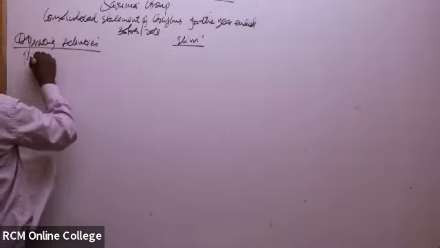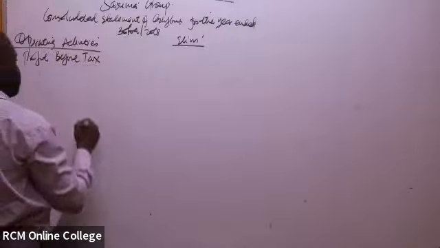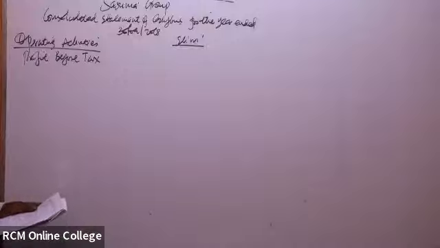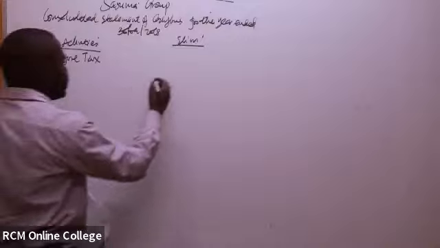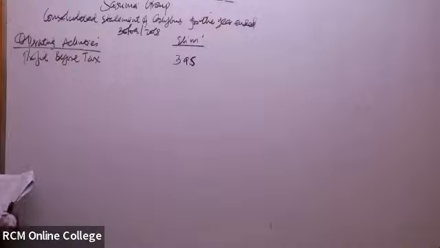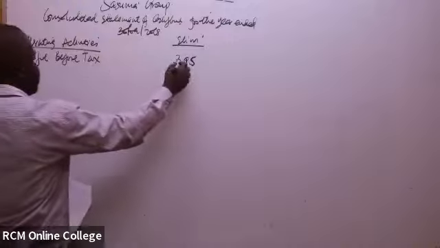We start in this case with the profit before tax. Profit before tax is how much? What can you see as the profit before tax? Profit before tax is 395, exactly 395. You can get this from the income statement. It is there, before they charge tax.